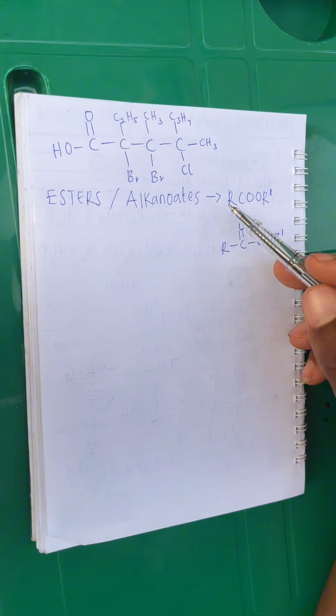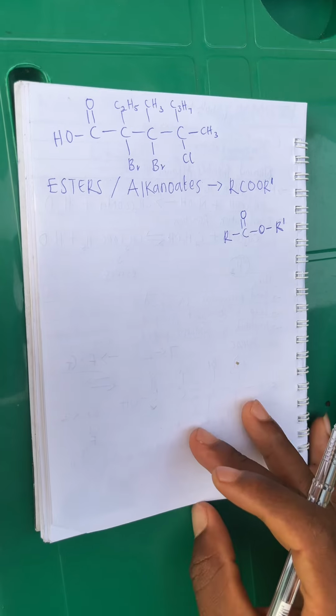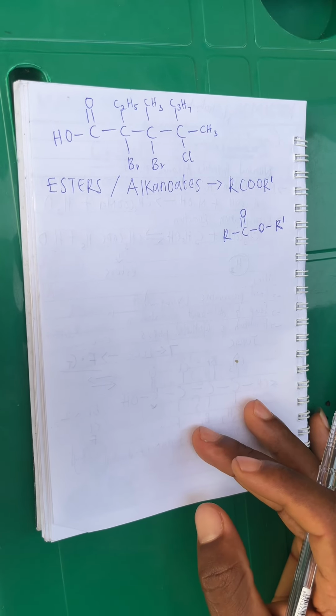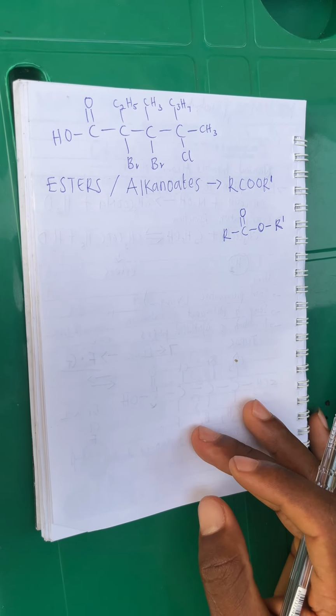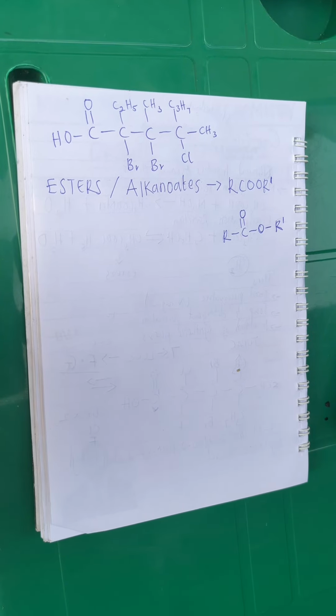I believe you know that R and R' are both either alkyl groups or aryl groups. But for your JAMB exam, it will always be alkyl groups. Now, let us talk about the members of the esters, the alkanoates, and how they are formed.